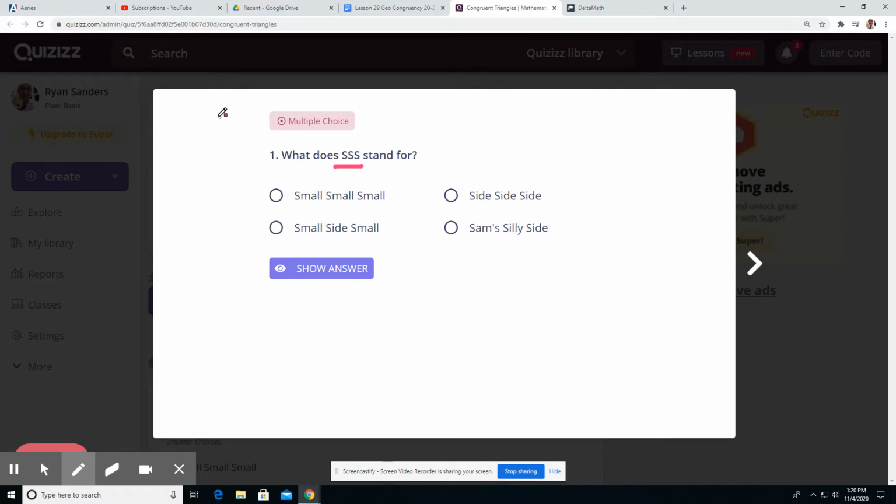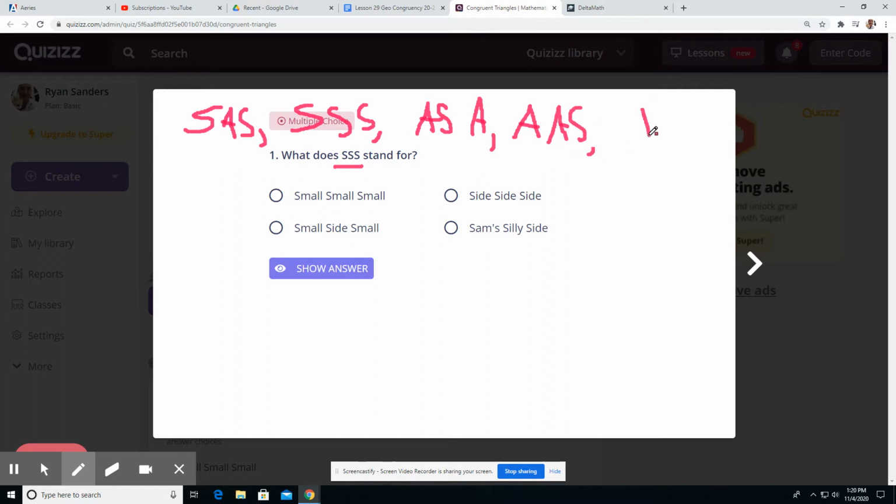Well, let's practice our song. Repeat after me. Side, angle, side. Side, side, side. Angle, side, angle. Angle, angle, side. Hypotenuse, leg. I hope you repeated it after me.